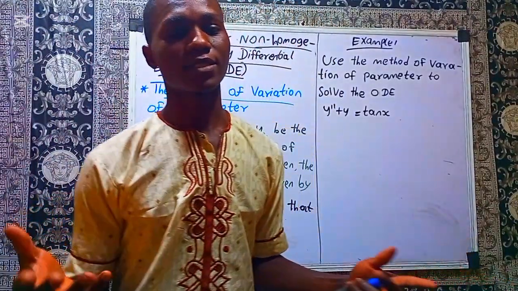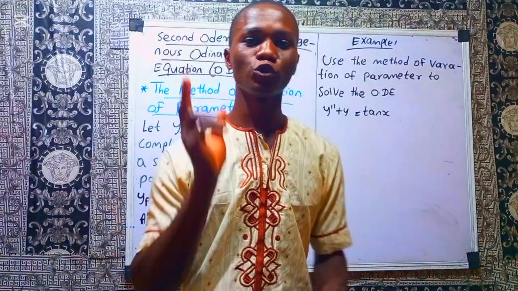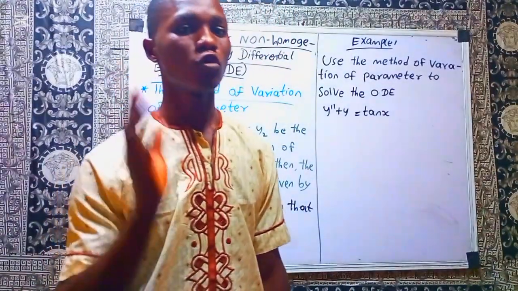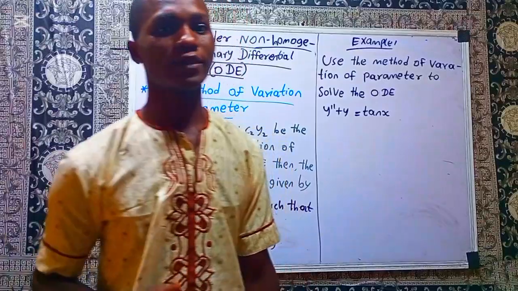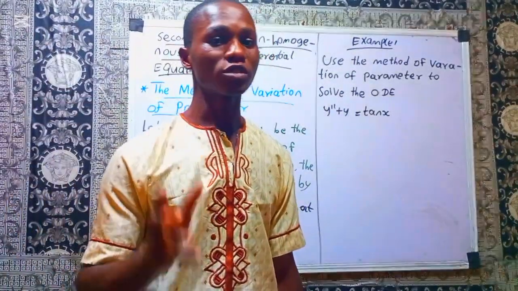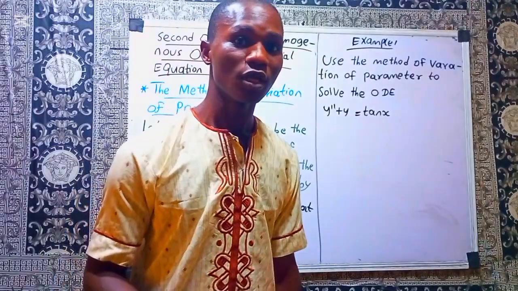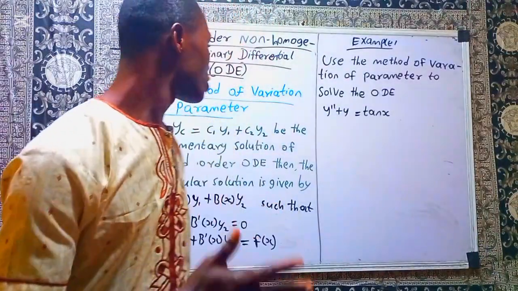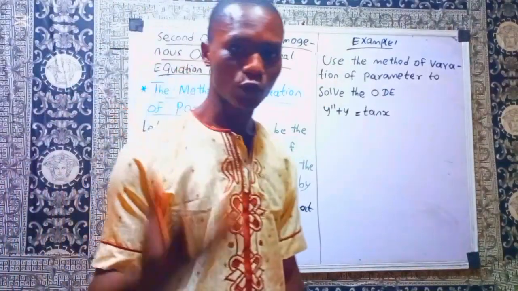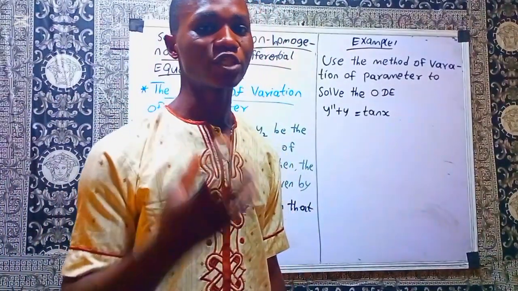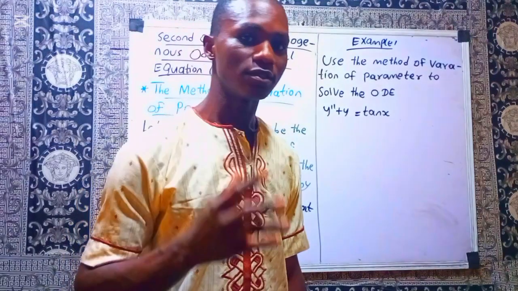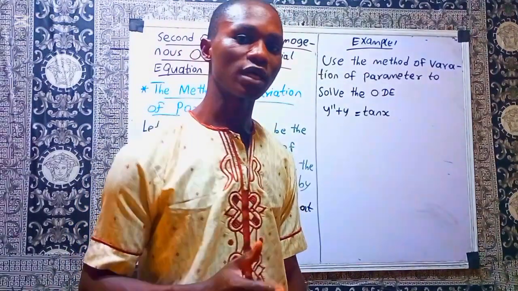This is a mathematics class, and in this class I will show you how to use the method of variation of parameter to solve a non-homogeneous second order ordinary differential equation. Assuming that you have a non-homogeneous second order ordinary differential equation and you have gotten your complementary solution, you want to get your particular solution, then the method of variation of parameter will help you to get the particular solution of that second order non-homogeneous ordinary differential equation.